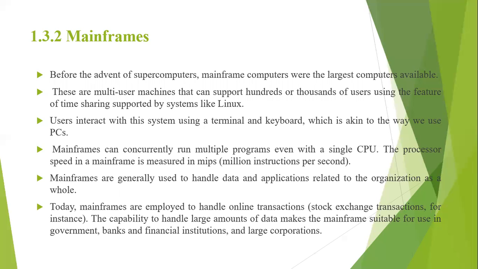Linux is an operating system, and mainframes are capable of supporting thousands of users at the same time. Users can interact with the system using a terminal and keyboard, which is akin to the way we use PCs. Though it supports hundreds or thousands of users at the same time, each user can interact with the machine. Each user thinks that the entire machine is dedicated to him or her, though it is shared across multiple users. It happens because the switching between the users is so fast that it gives each user the illusion that the entire machine is dedicated only to him or her, though it is shared across thousands of users.